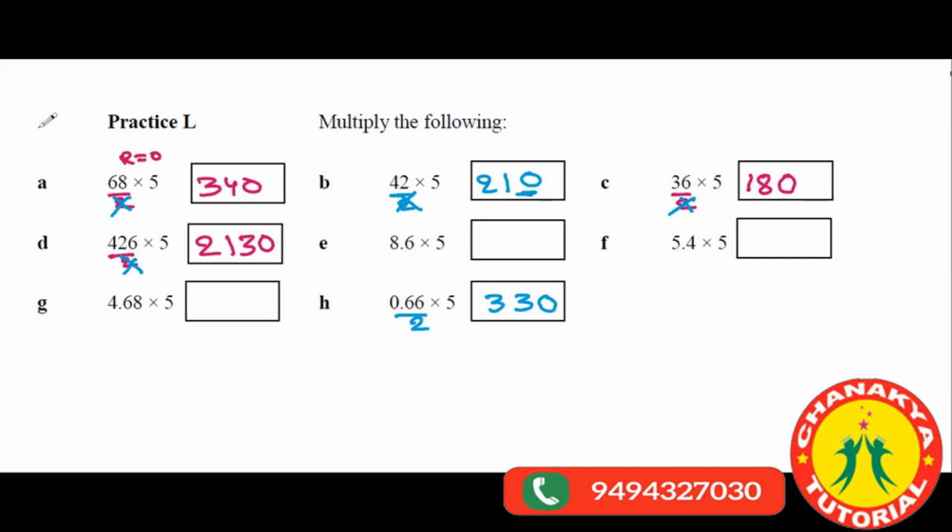Now coming to the decimal, keeping the decimal point. Where to keep the decimal? We need to keep the decimal after 2 places because in the question the decimal is after 2 places. After 2 places from left or from right? From the right. From the right means where we have to keep? Between the 3 and 3. Good.